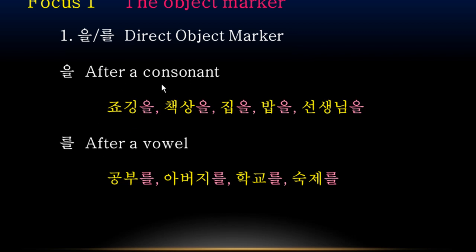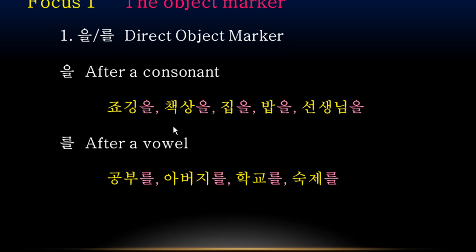So let's look at some of the nouns that end in consonant sounds. 조깅, 책상, 집, 밥, 선생님. You should pay attention to the final sounds: ㅇ, ㄱ, ㅂ, ㅂ, ㅁ. These are all consonants, right? So what follows is 을. 조깅을, 책상을, 집을, 밥을, 선생님을.